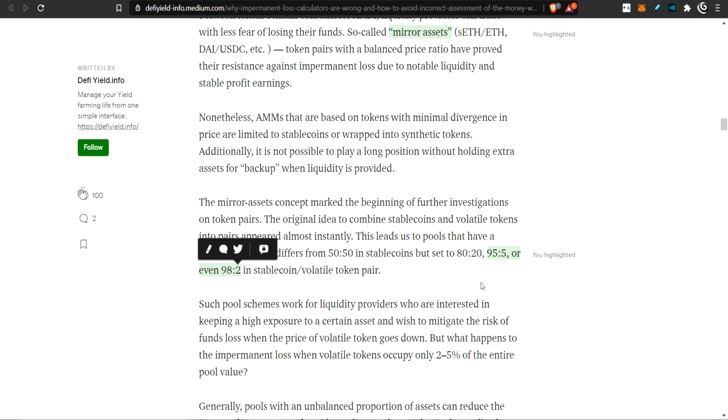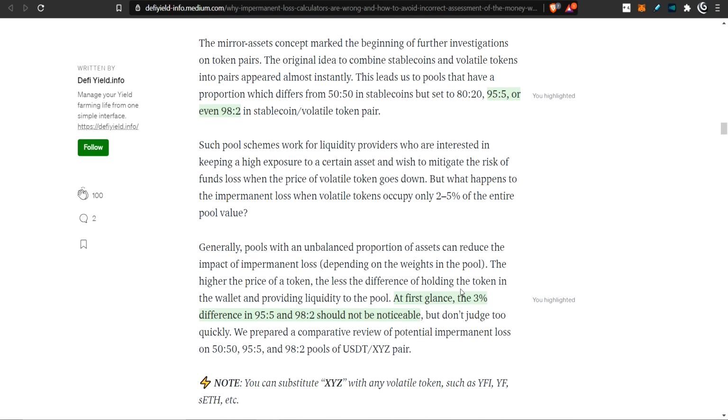There's some protocols that offer these strange ratios. We'll call them strange ratios, but there's quite a few pools out there now, like Value Finance and also the Balancer pools. Okay, so you can look around for these kind of pools, because this article touts them as being quite important and valuable.